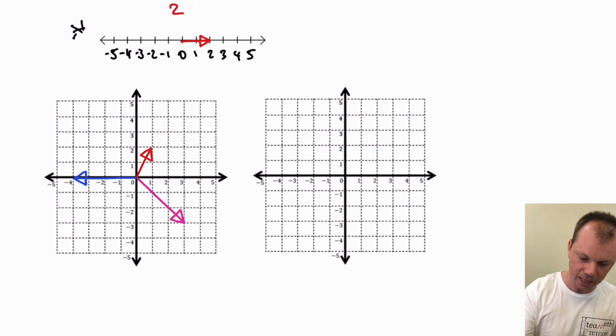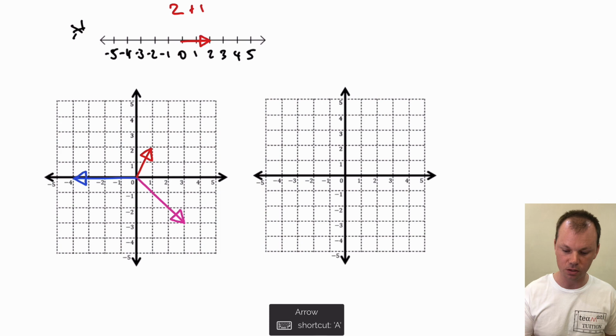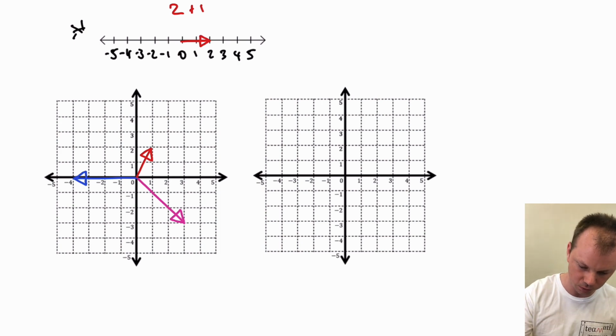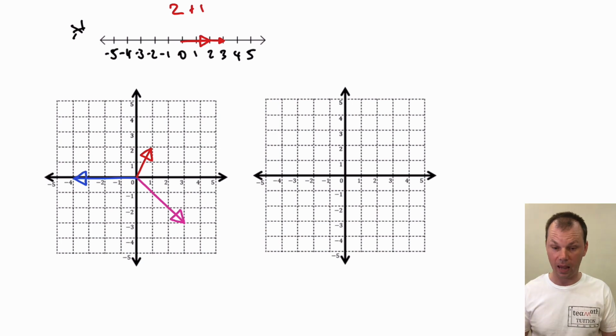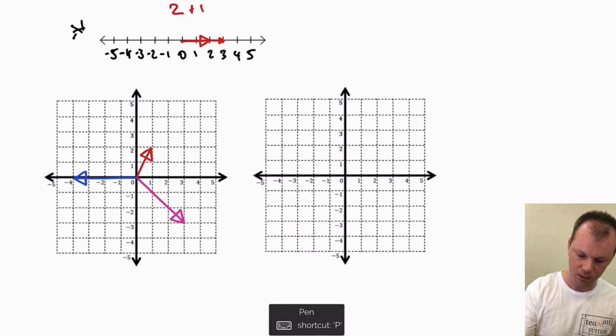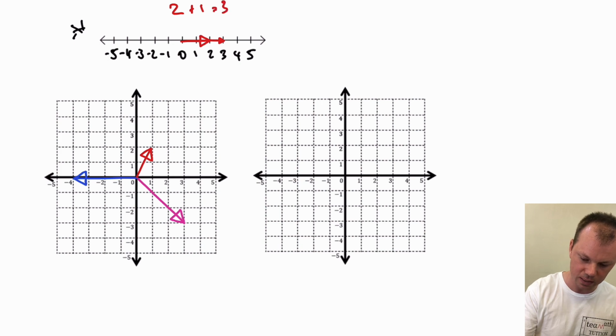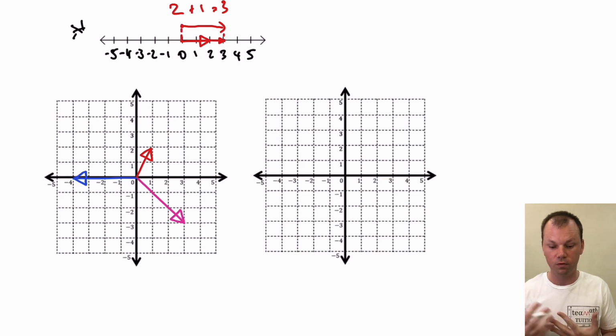Now, if I wanted to add 1 to it, all I need to show is another vector going on the end of it, right? So we've got another 1, and our end result, 2 plus 1 equaling 3, is just that end vector where we add from the start until the end. So we end up with a vector of 3.